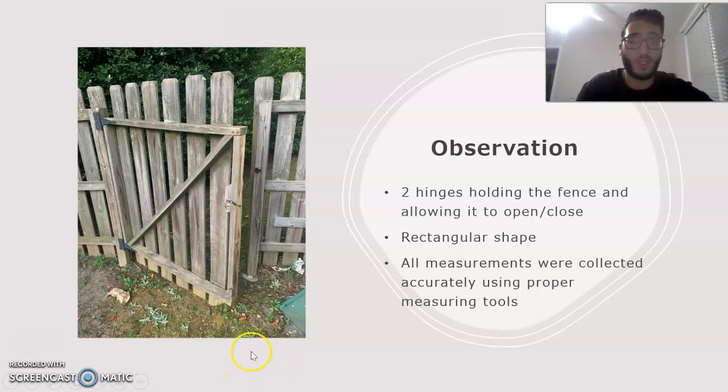Now, I chose to create a free body diagram of the fence hanging open like is shown in this picture. Before I even began, I started to take a deeper look at the fence, and I was able to notice a couple of things. For instance, there are two hinges, one right here, one right here, that hold the fence, allowing it to open and close. It's in a rectangular shape. The height is longer than the length. And also, I was able to get all the measurements accurately using the proper measuring tools.